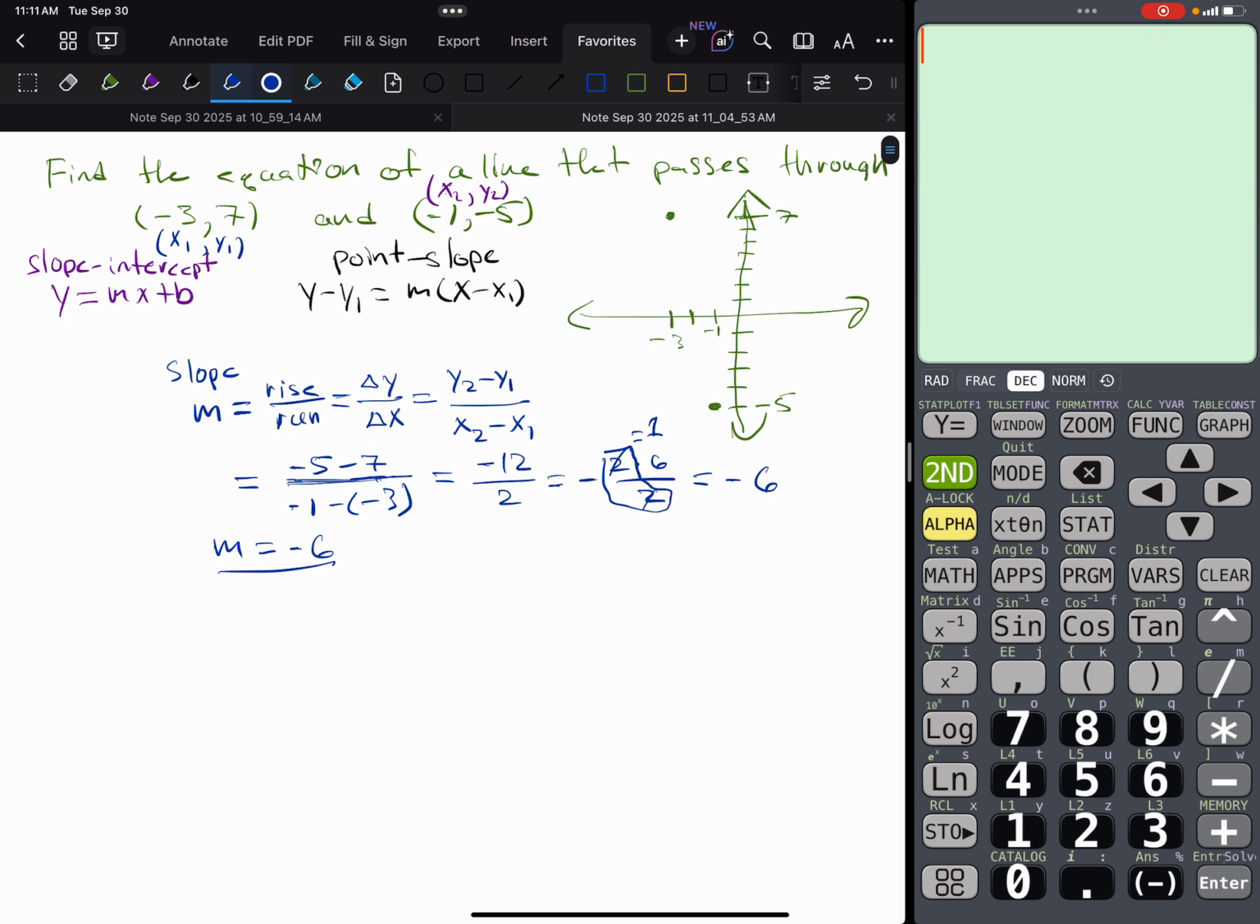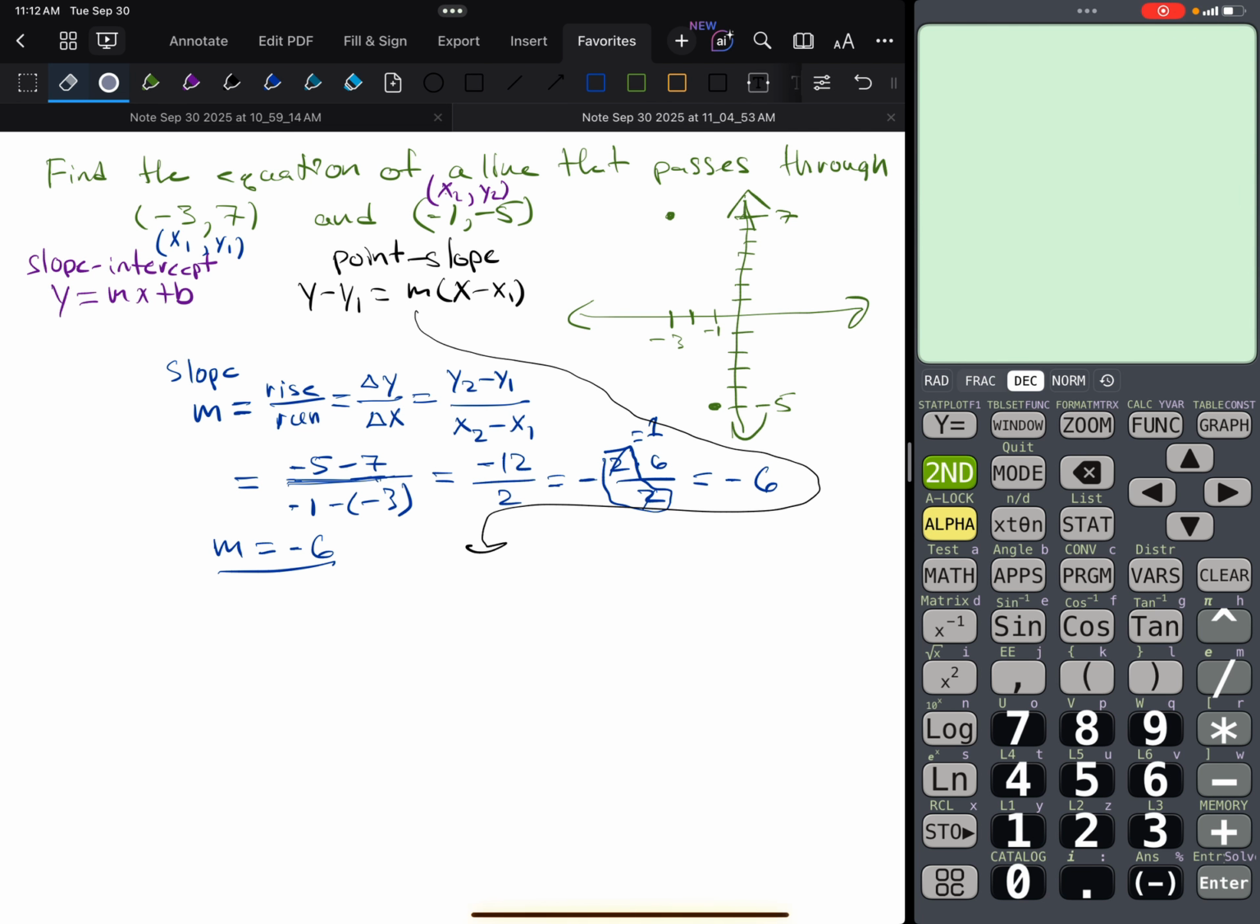I needed that for either the purple method or the black method. I needed that for either the point slope or the slope intercept. So if I do this with the point slope method, which is going to be using the black ink here, all right, so we'll write that down here.